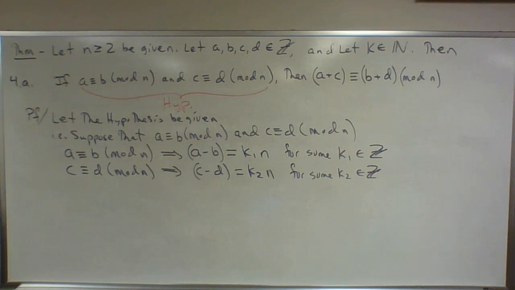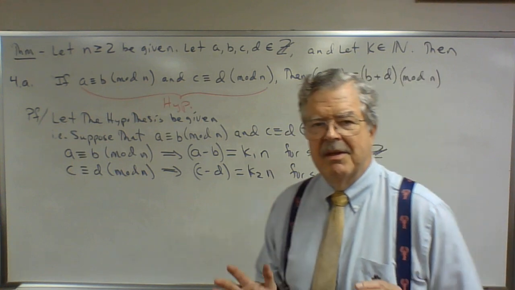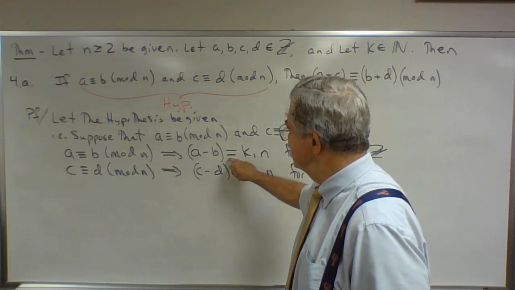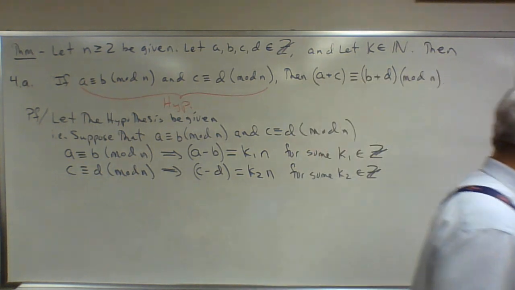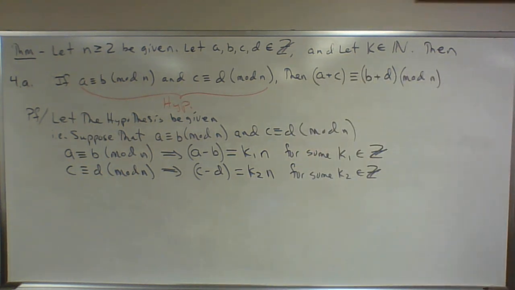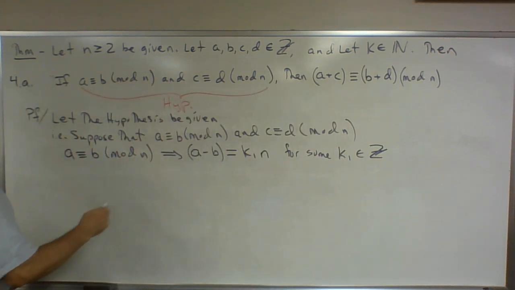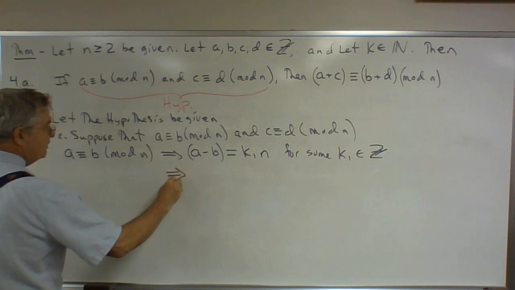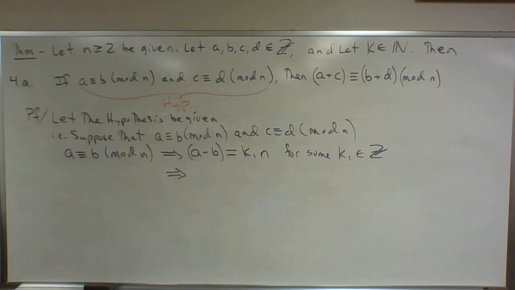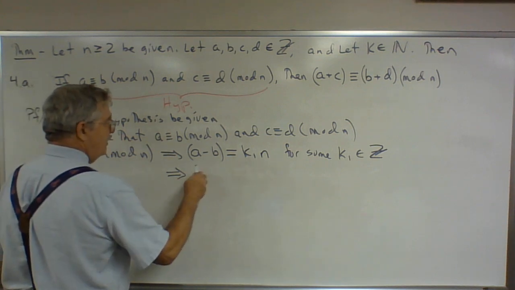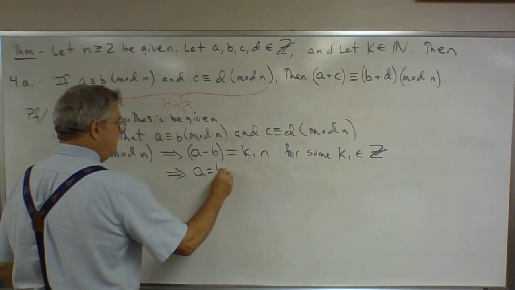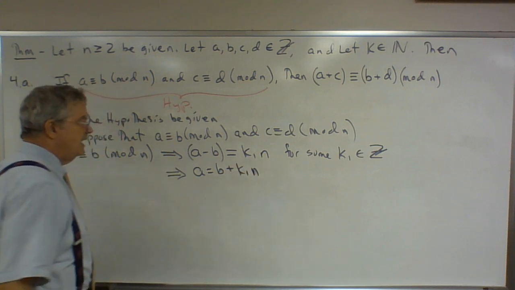Now, you know what? I just got a flash of inspiration. I haven't done anything wrong, but I think I'd like to insert something between here and here. So this implies, let's see, what did I want to say now? I wanted to say that this means that A equals B plus some integer k1 n.